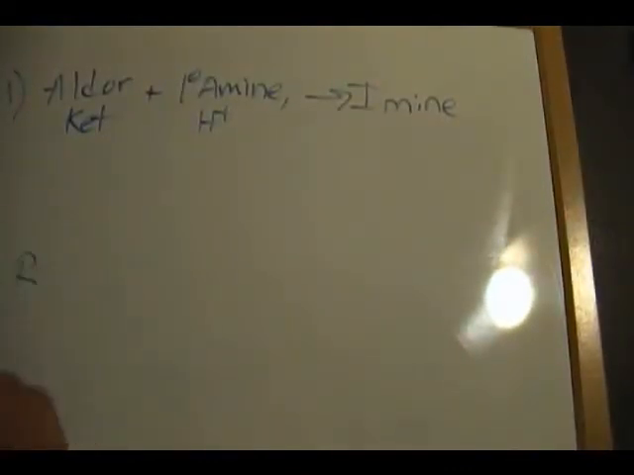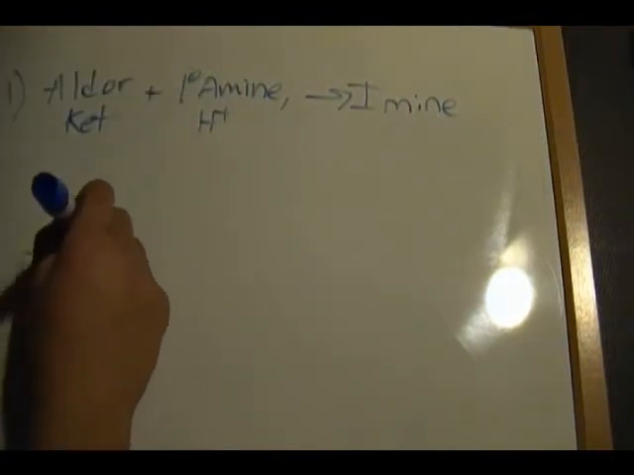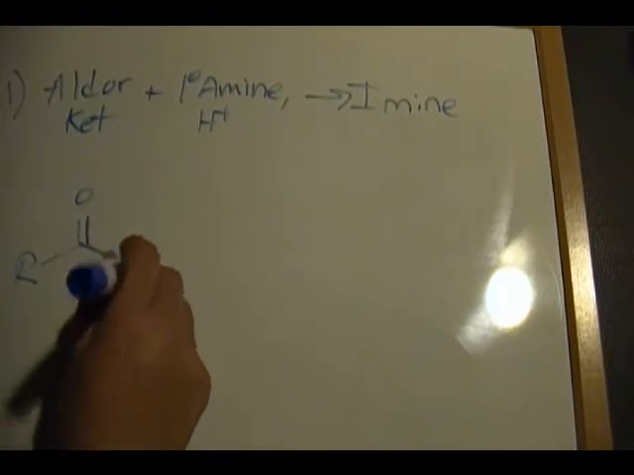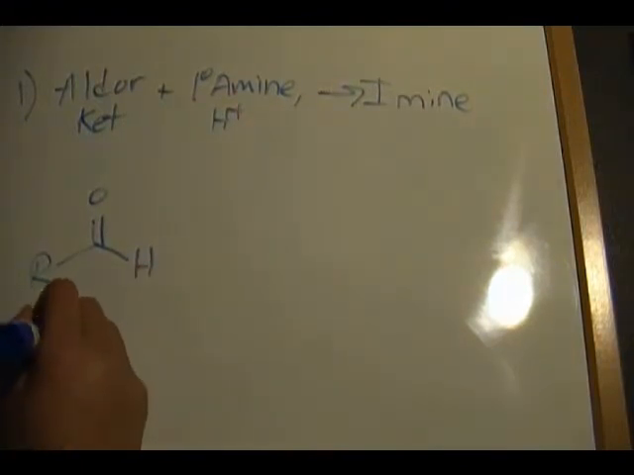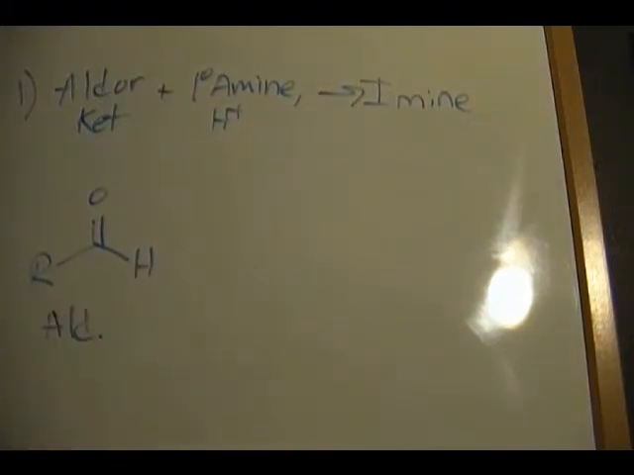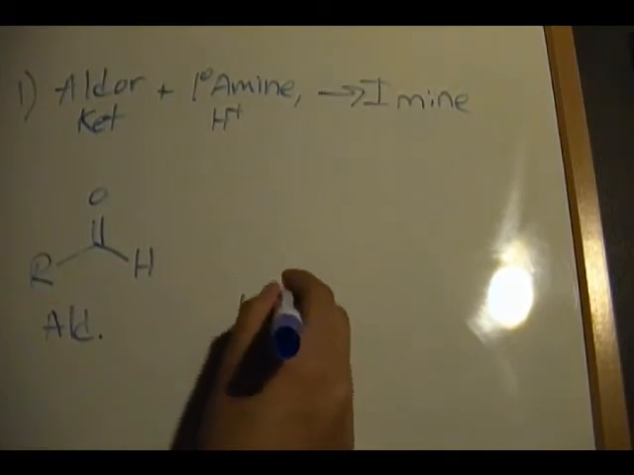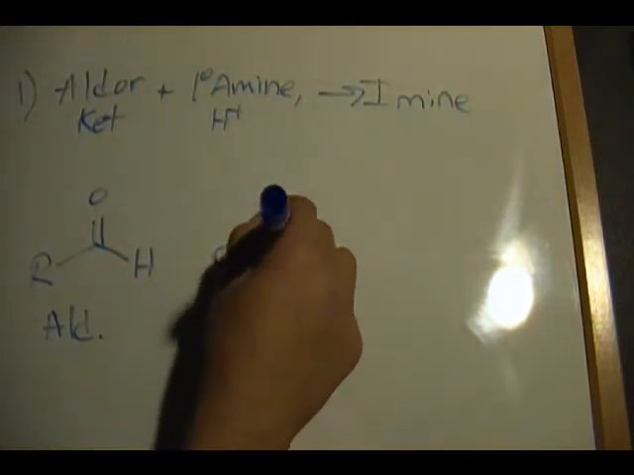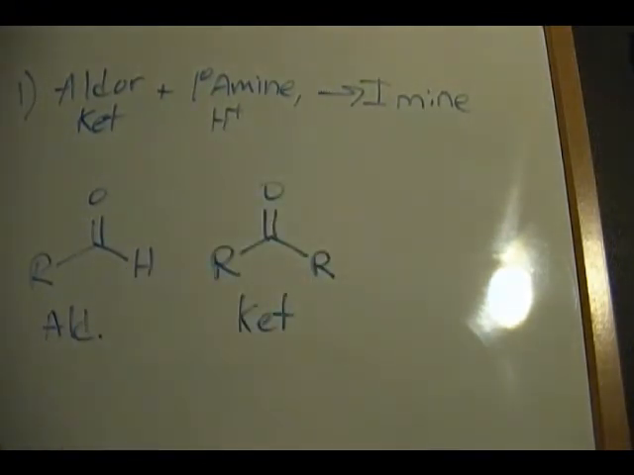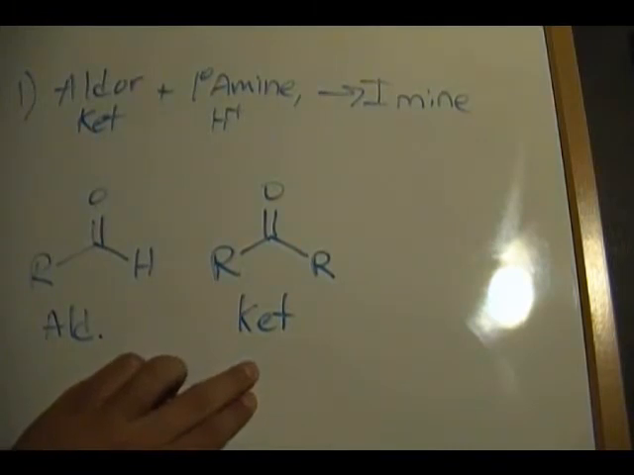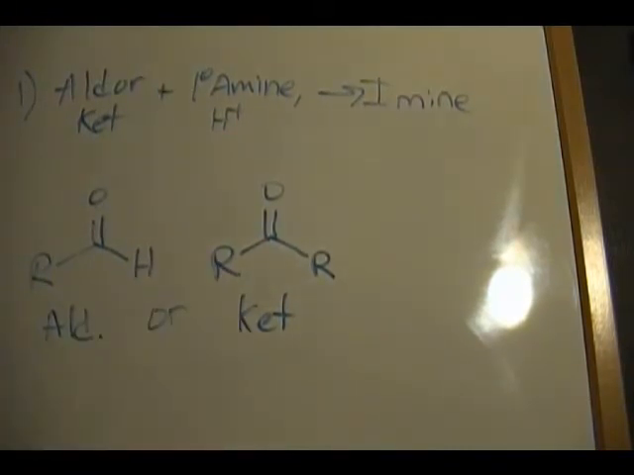First thing, let's talk about some of these parts. Let me define them for you. An aldehyde is where you have one R group attached to the carbon of the carbonyl, and the other piece is an H. So this is your aldehyde right there. Your ketone is where you have two R groups attached to the carbon of your carbonyl. Okay? So there's your aldehyde or ketone.